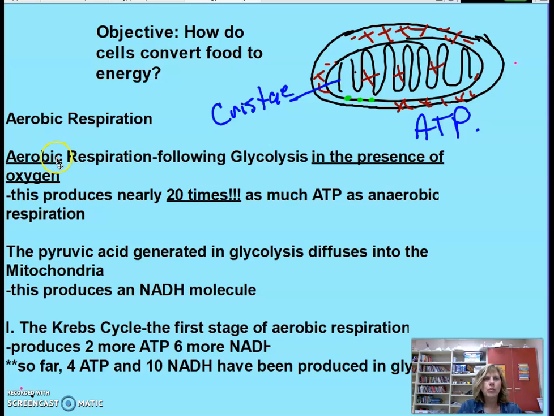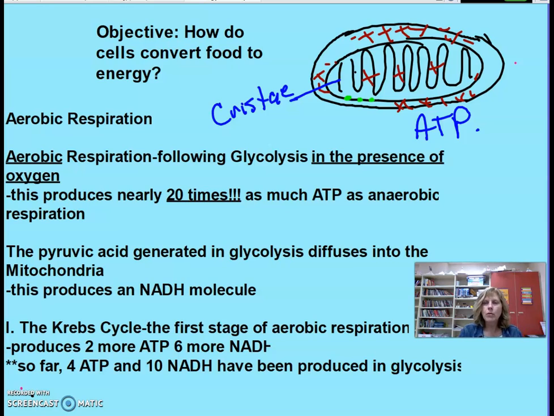So again, we are all about that aerobic respiration because that produces the most ATP. That pyruvic acid that is generated during glycolysis, when the glucose molecule splits, diffuses into the mitochondria, and then enters into the Krebs cycle, where you're going to get some more ATP produced. In the next recording, I'll go through the steps in the process of the Krebs cycle. So this video was just glycolysis and an overview of the 3 processes.